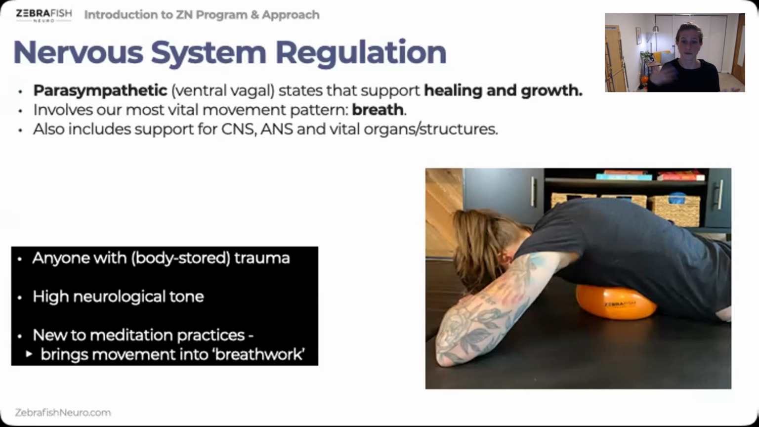So this is the first door I knock on for, if you look at the third person on that list, anyone new to meditation practices that maybe needs more than just breath work. I've got these other strategies. But this is also the primary door I knock on for anyone with high neurological tone. And let's be real, anyone that's gone through trauma needs some of this kind of reset. I share a lot about this system in my Working with High Tone workshop. This is primarily what I'm talking about, nervous system regulation.